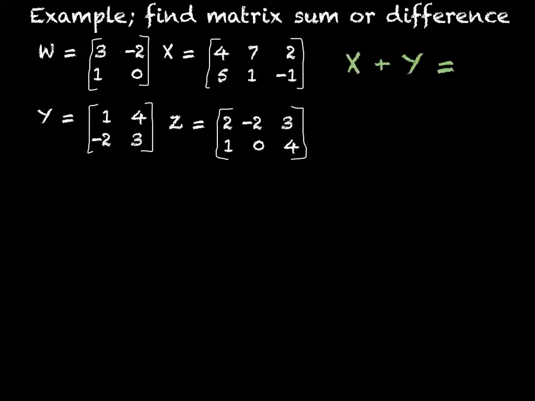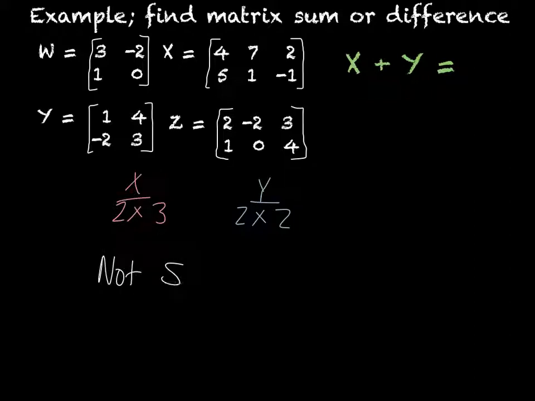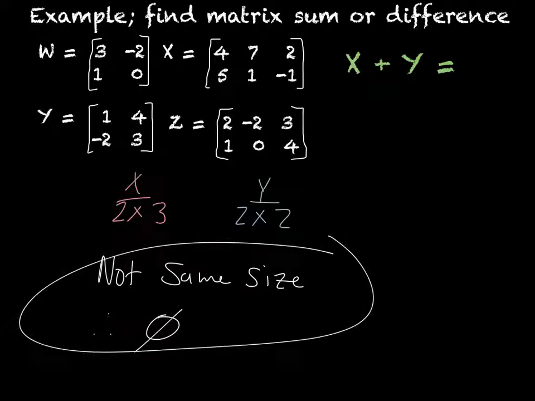And in this next example, we want to add x plus y. Well, if you look at this one, x is a 2-row by 3-column, and y is a 2-row by 2-column. So, because of that, they are not the same dimensions. So therefore, there is no solution. You cannot add or subtract those two matrices together.